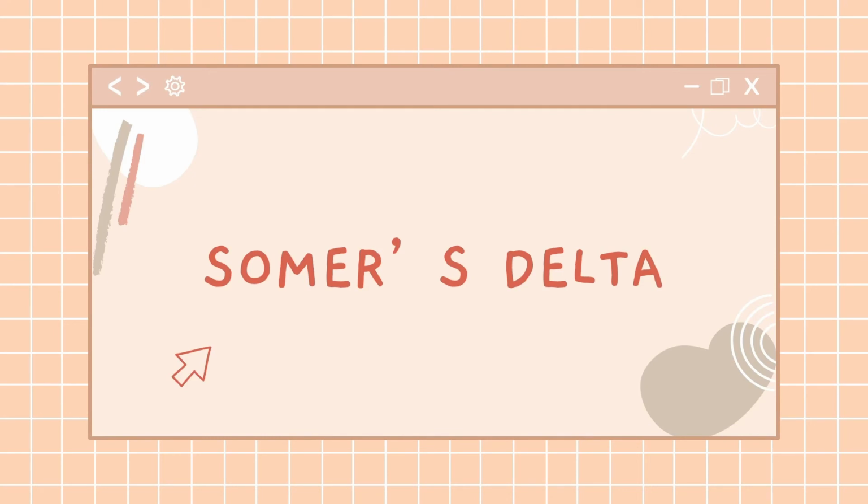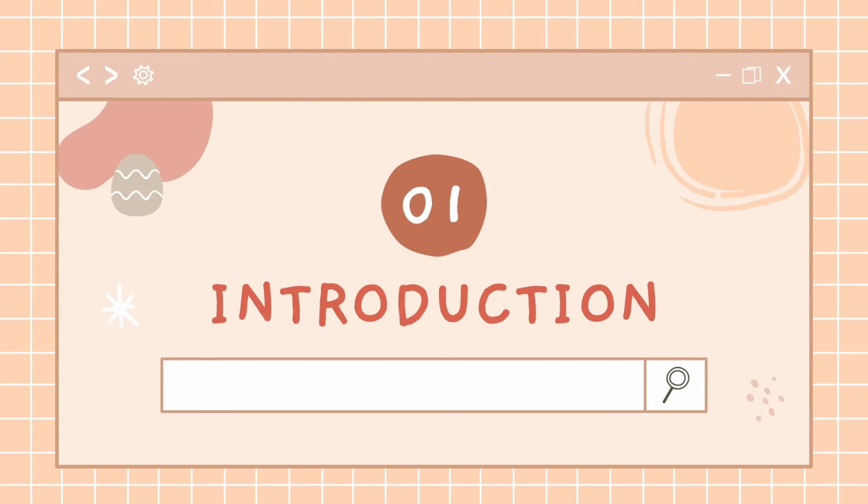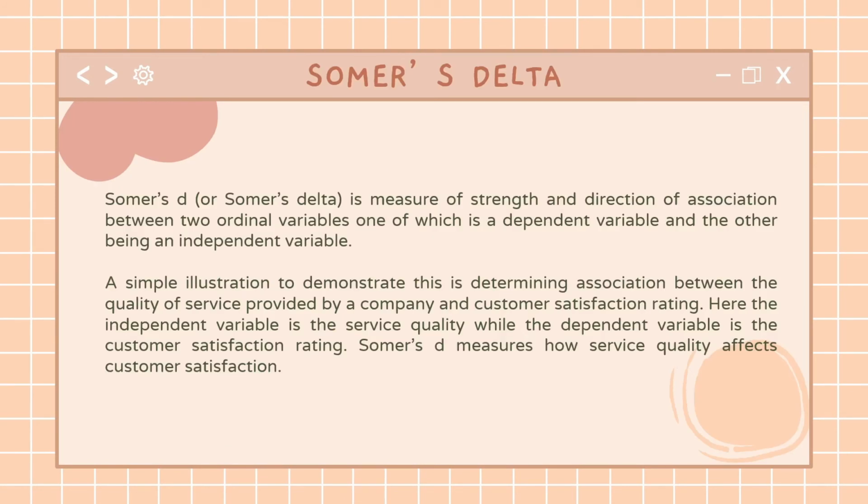Hello, and welcome to the third part of the discussion. Now let us talk about Sommer's delta. So what is Sommer's delta? Sommer's D or Sommer's delta is a measure of strength and direction of association between two ordinal variables, one of which is a dependent variable and the other being an independent variable.